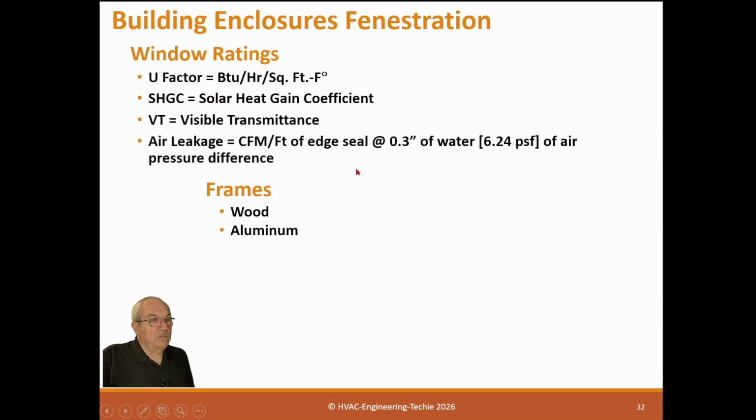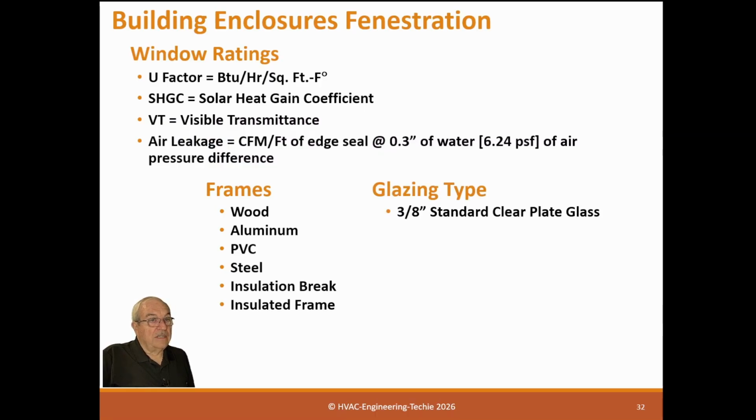Frames can be wood, aluminum, PVC, or steel. They can have an insulation break. If they're aluminum or steel, they might have an insulation break that prevents a lot of temperature from going across the steel into the space, or bridging we call it. Insulated frame. Glazing types can be all kinds of glazing types.